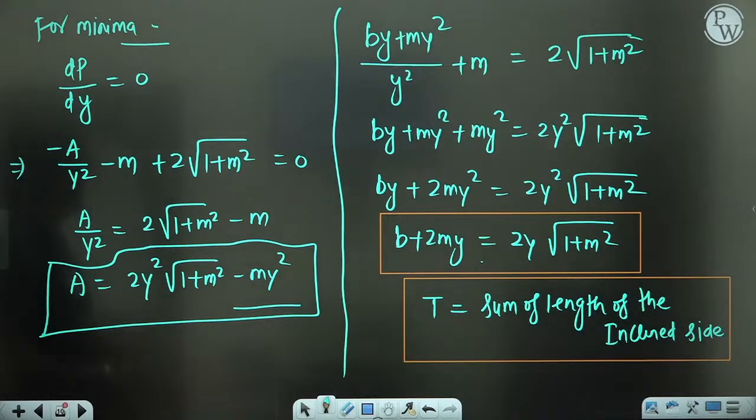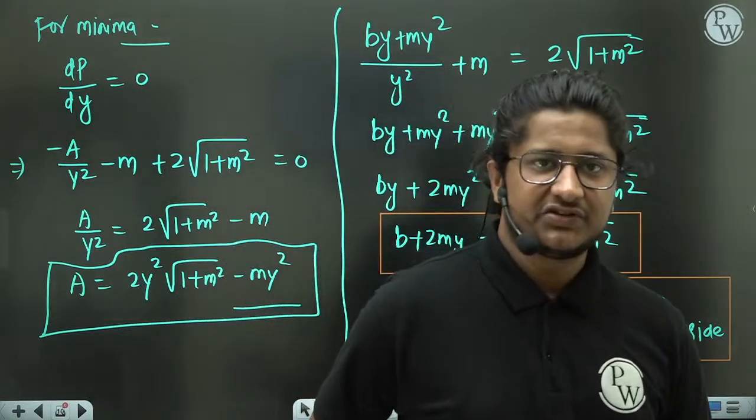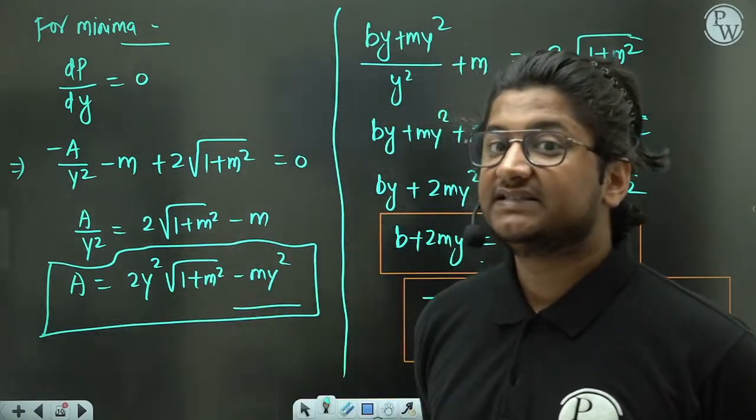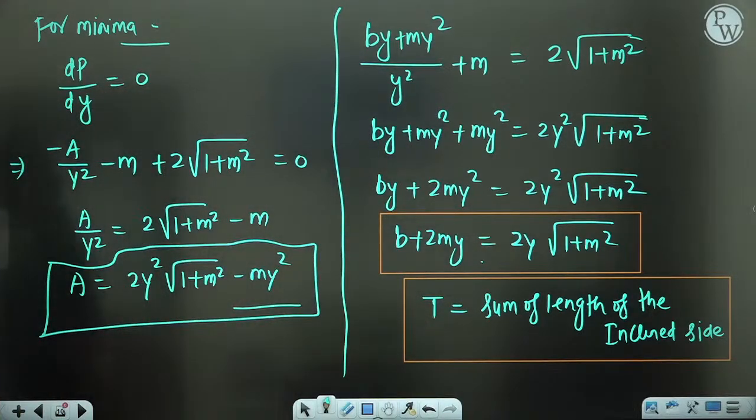Kindly note down each and everything clearly. This is the first case, by the way. This is not the complete discussion of the trapezoidal section. This is basically the first case. Second case will be also there.